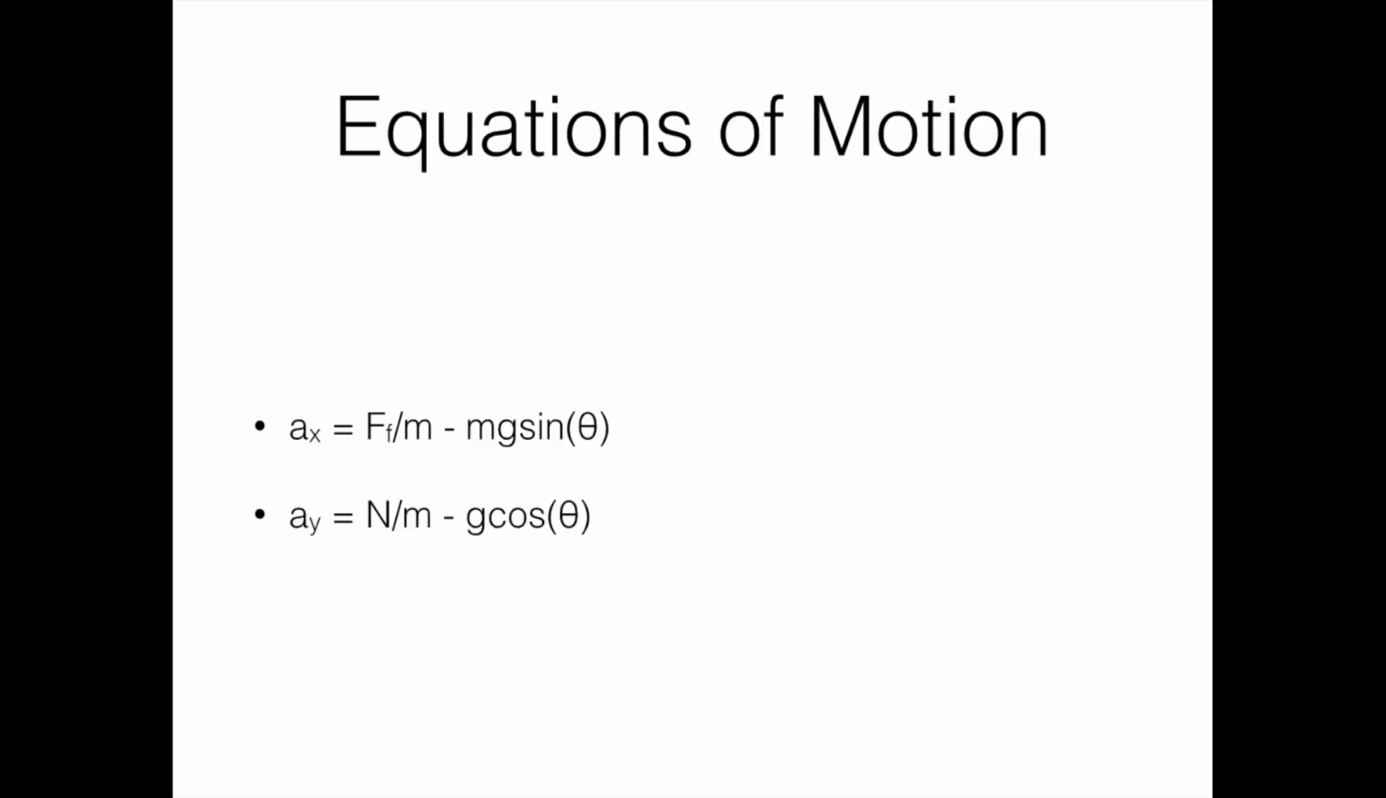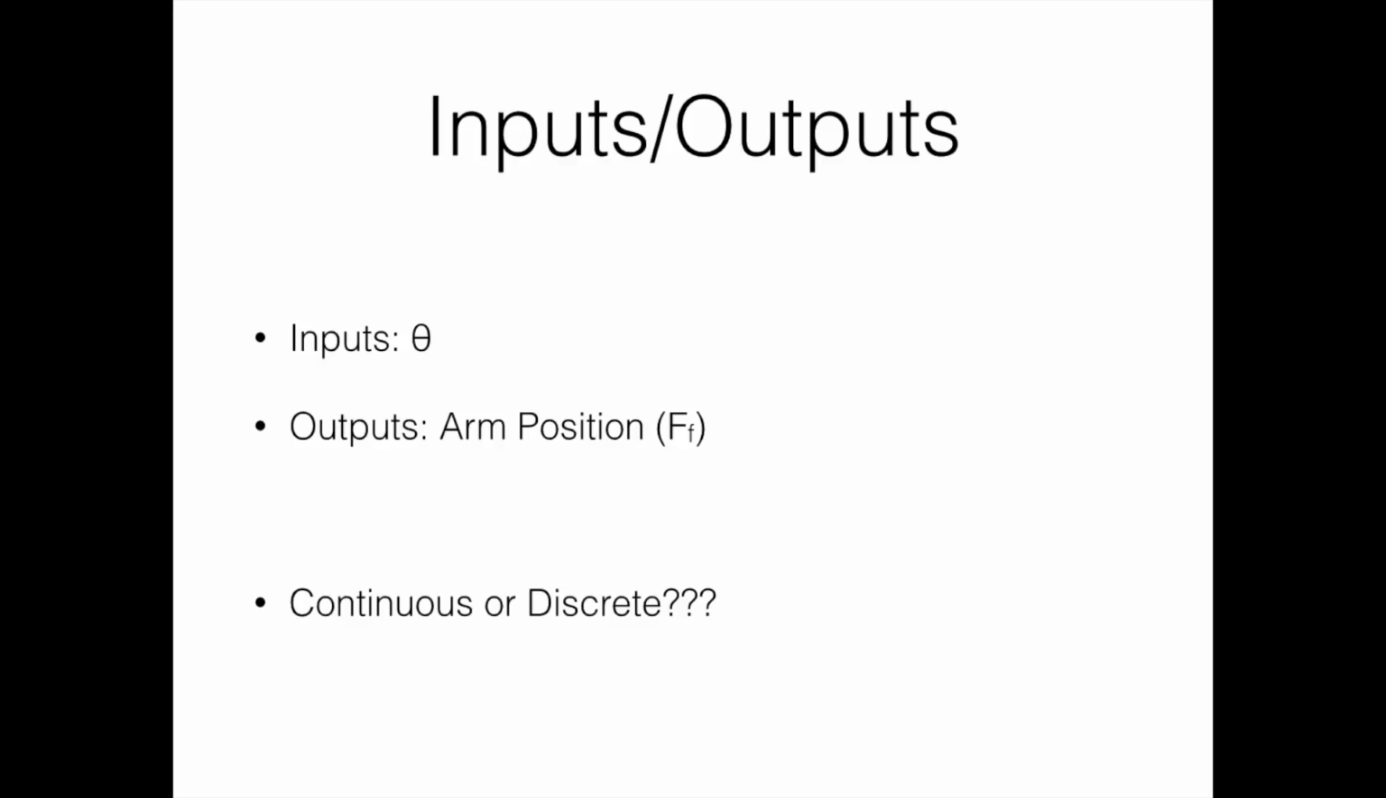The input to the system is theta, which is the angle between the two reference frames, and the output to the system is the climber's arm position, which then in turn changes the force of friction. This system is continuous because theta is always changing at some rate.